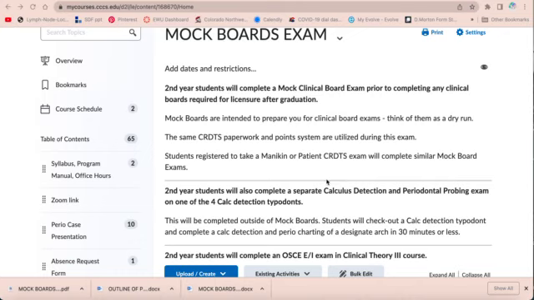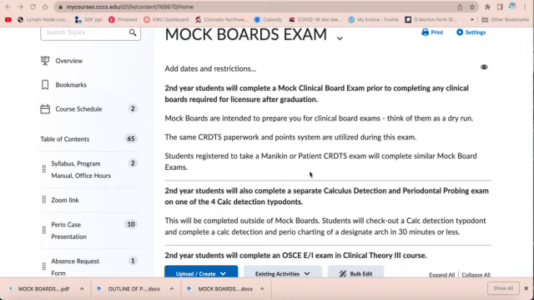So our mock boards will take place in the next couple weeks, right? They are intended to prepare you for clinical boards. So think of them as a dry run, right? A lot of this is also helping you get a little more familiar with some of the paperwork, especially if you are doing a patient-based exam.